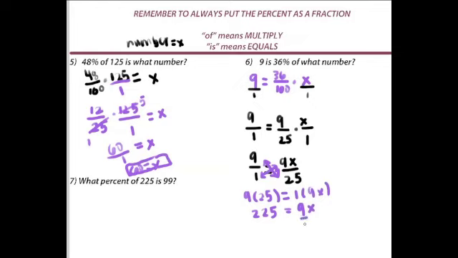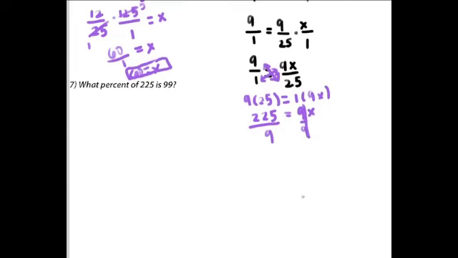To get rid of that 9, we divide by 9 on both sides. Cancel. And then 225 divided by 9 is going to just give you 25. So our number has to be 25 there.